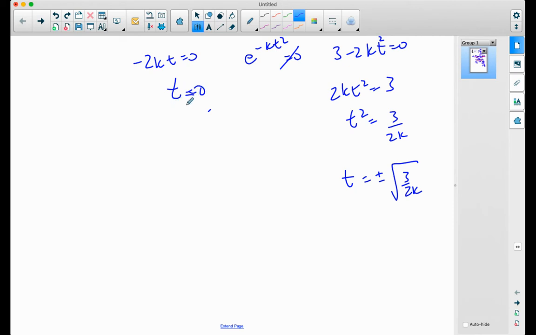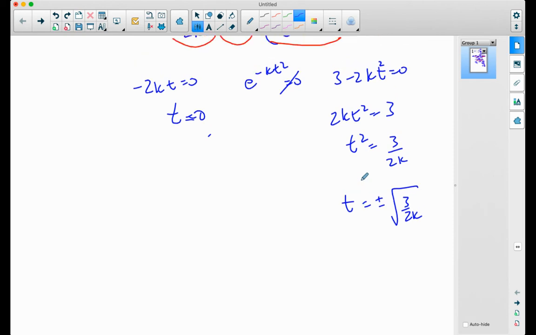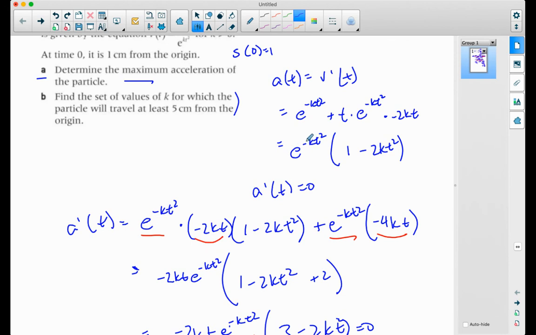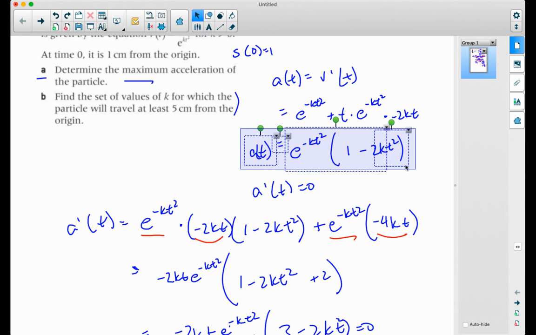And so now I have to check to see what's going on. So t equals 0 and t equals plus or minus root 3 over 2k. And I want to know when is it a maximum. Well, it's going to happen at one of those points. And I'm going to need to use my acceleration function, which is here.